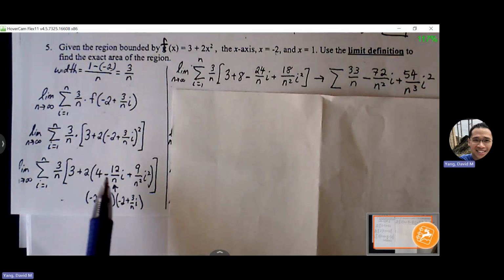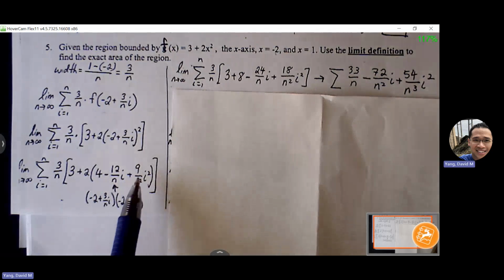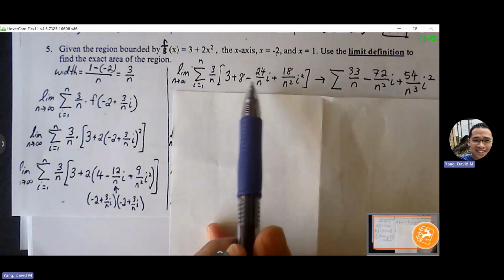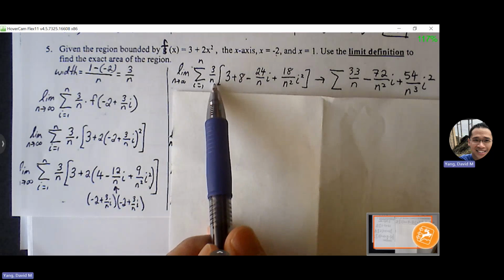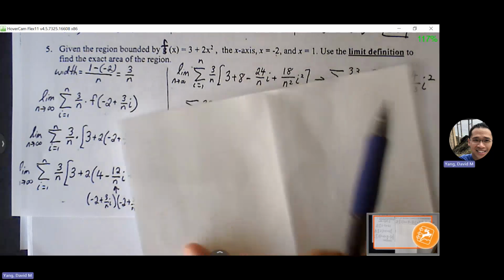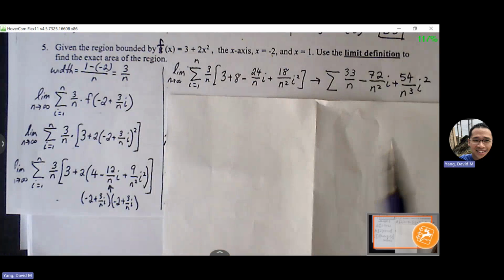Okay, so once I FOIL, I distribute the 2 through. Once I distribute the 2 through, then all the parentheses inside the brackets are gone. I can start looking for common like terms. 3 and 8 is 11. So now I can distribute the 3 over n through. And as I do that, now I can get it down to 3 terms.